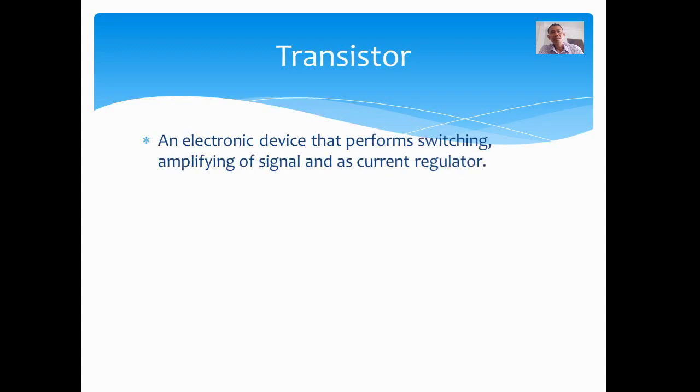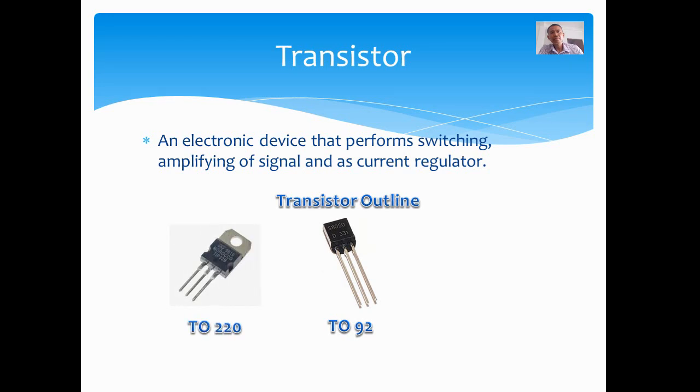Our next component is the transistor. A transistor is an electronic device that performs switching, amplifying of signals, and acts as a current regulator. The following are the transistor outlines. The TO92, or the small signal transistor. TO220, or a transistor with a metal top. And TO3, the biggest, rated as a power transistor.